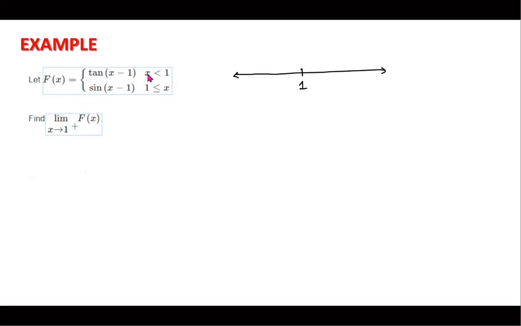For x less than 1, the function is tangent x minus 1. And for the value of x which is 1 or more, it is sine x minus 1. And what we are asked to do is find the limit as x approaches 1 from the right of the function. That is our question. So when x approaches 1 from the right, as we are approaching from this side, our function is sine x minus 1.